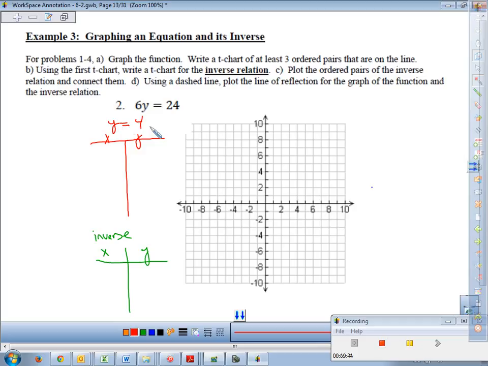Horizontal. It's only got y's in it. So make up whatever x values you want in your first table. Sorry, I'm going a little fast. You need the tables. If I try to substitute x in up there, there's no room for x. There isn't even an x in the first place.